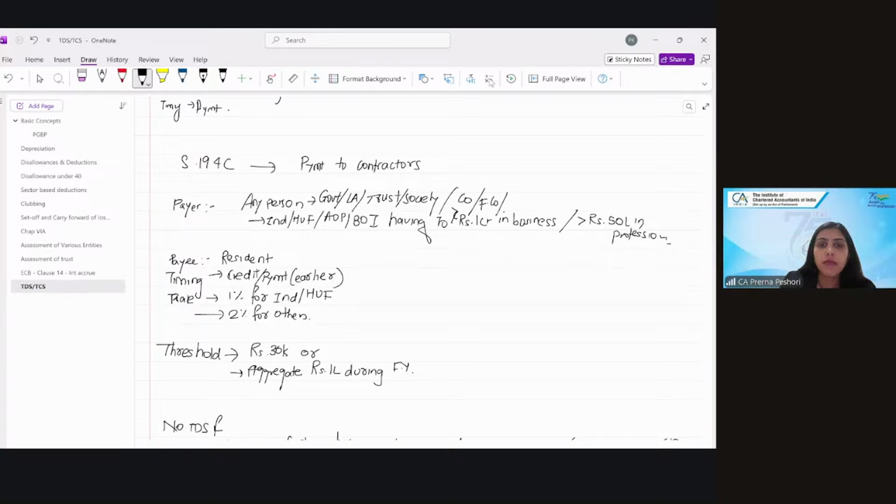Clear, ma'am. Okay. So this is about section 194C, the TDS on contract payment. Okay. So if the contractor is in the case of transport business, it will be nil. Fine.